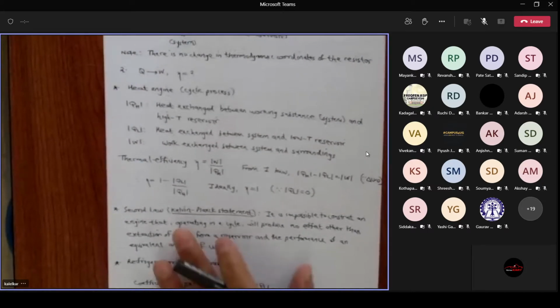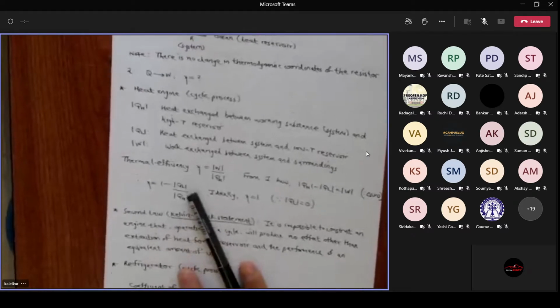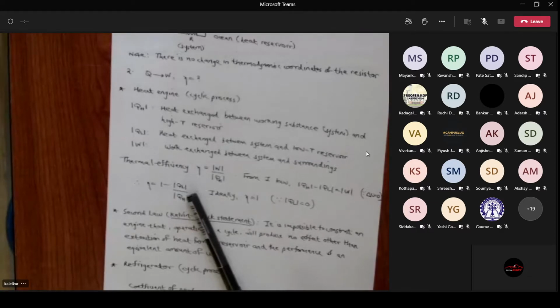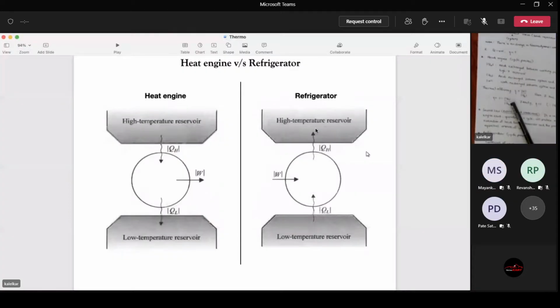Now the same thing can be asked about a fridge or a refrigerator. What does a refrigerator do, at least at the schematic level? If you look at the image on the right, essentially all the arrow directions have been reversed. Imagine your freezer over here, the low temperature reservoir. If there is an increase in temperature of the freezer, you want to again reduce it. So you want to extract heat out of the low temperature reservoir. For that you have to do some work, and then there is some heat rejected to the high temperature reservoir.